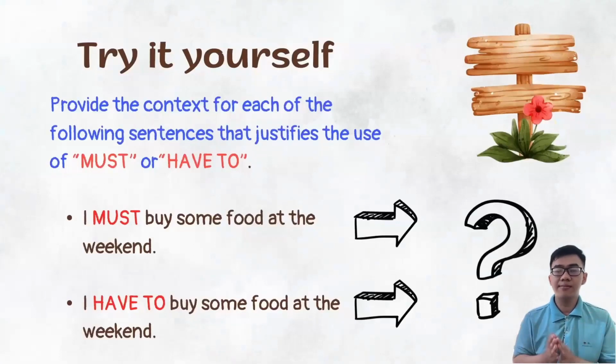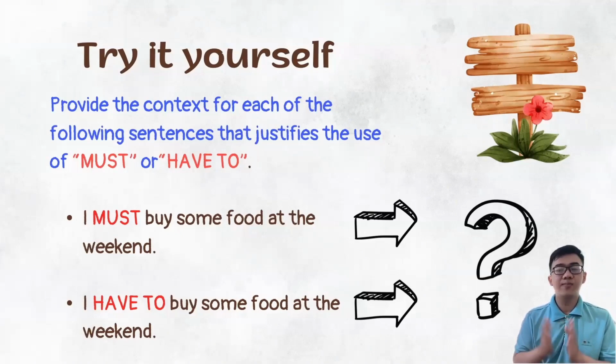Are you guys all with me? Let's try it yourself with this challenge. Provide the context for each of the following sentences that justifies the use of must or have to. I must buy some food at the weekend. I have to buy some food at the weekend.